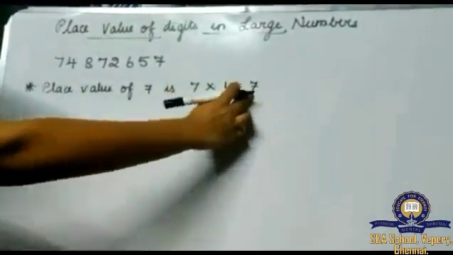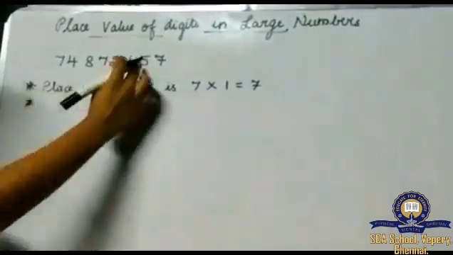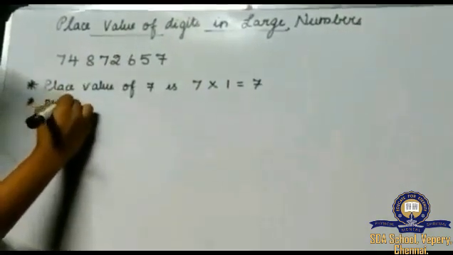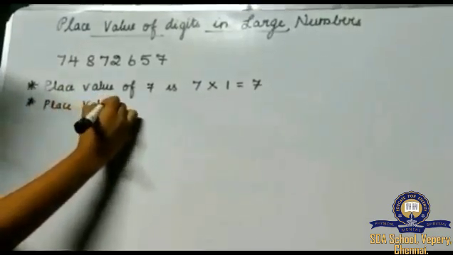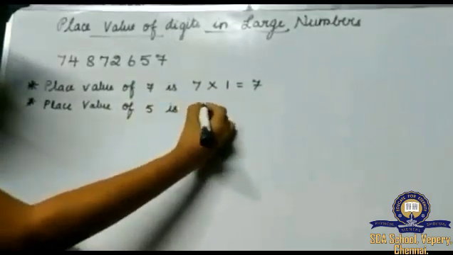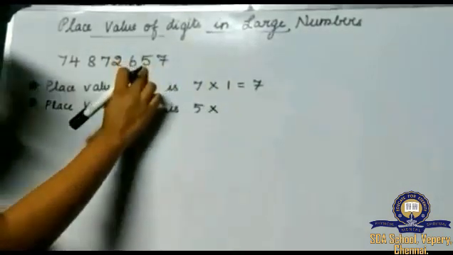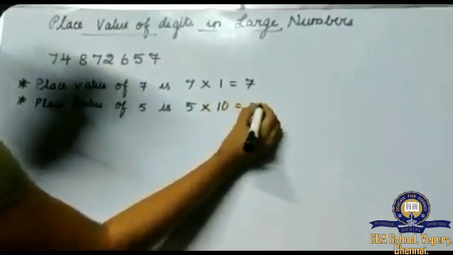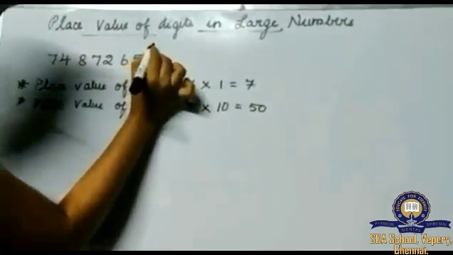7 into 1 is 7. Next we'll move on to 5. Similarly, place value of 5 is 5 into, since it is in tens place, you will be writing it as 10. 5 tens are 50. You can write it over here.